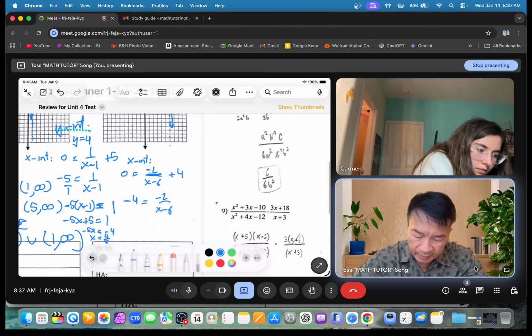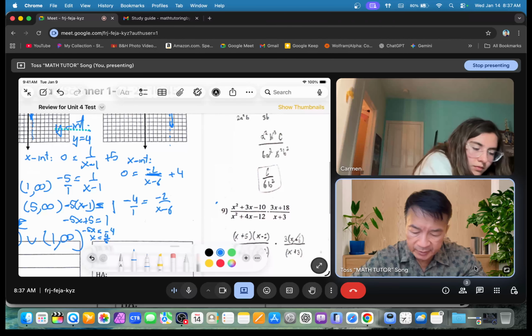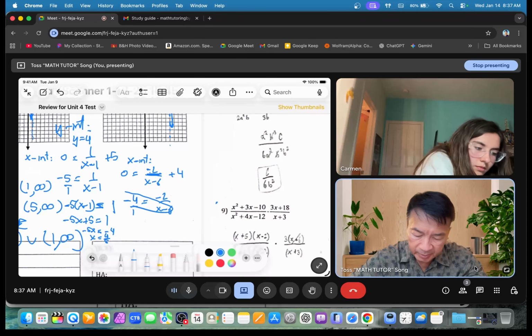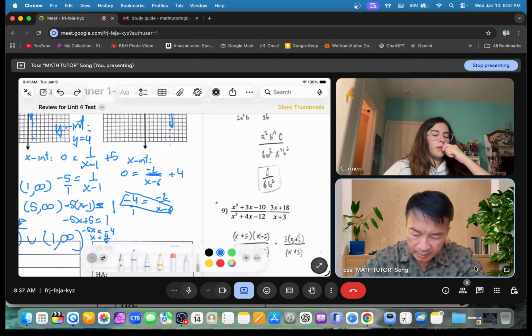Put a 1 underneath the negative 4. You okay? 0 minus 4, negative 4. And then cross multiply. So if you cross multiply, you would distribute.